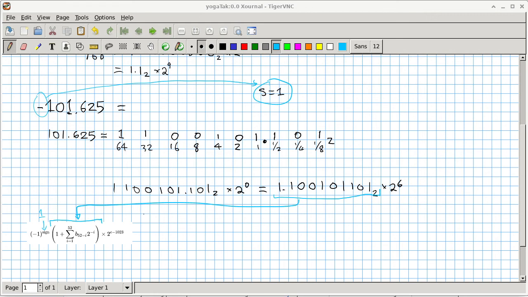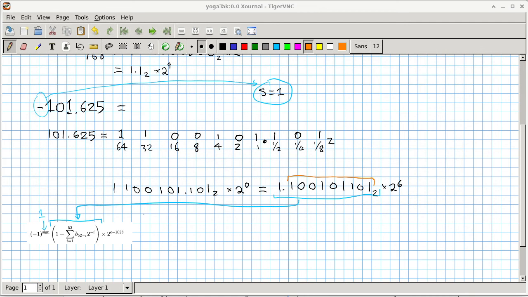Okay, so that means only the fractional part of the mantissa. Let me use a different color. I'm going to use orange this time. So only this part here matters. Only that part needs to be represented. Is that okay? But when you look at the orange portion, what is it saying?